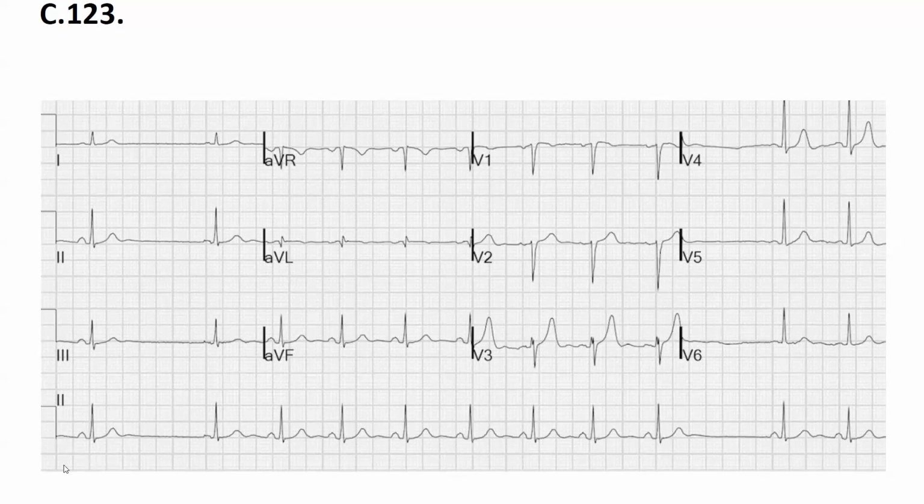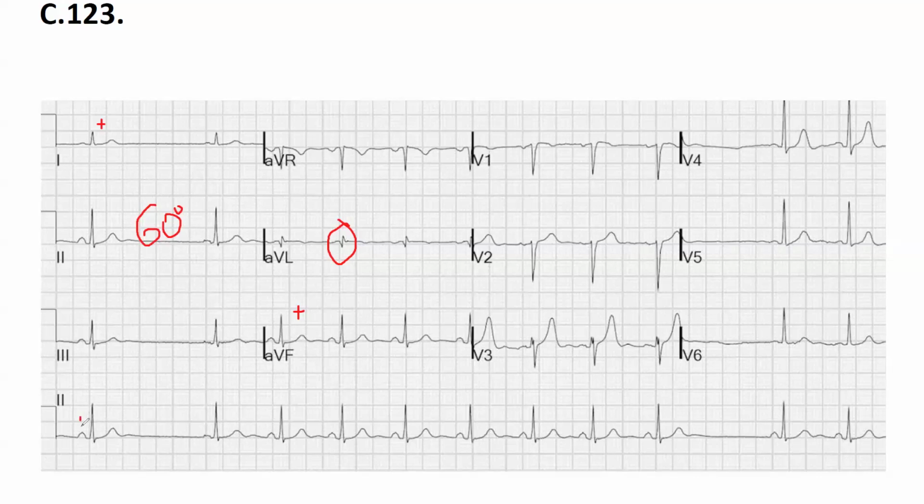Next, the axis can be calculated. So positive in lead number 1. AVF is also positive. So that's a normal axis. AVL is positive or equiphasic. Equiphasic means 60. Exactly, very good. Now the P waves.